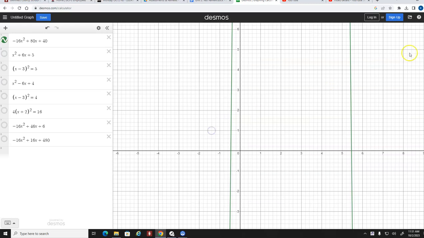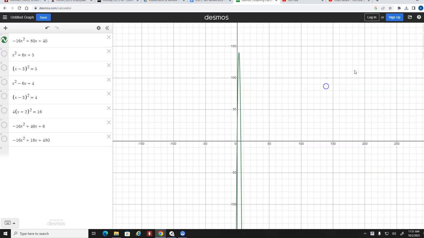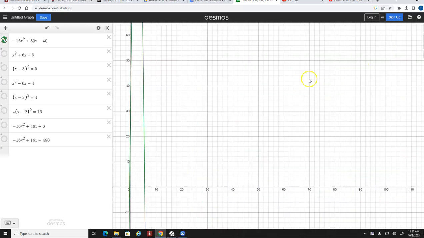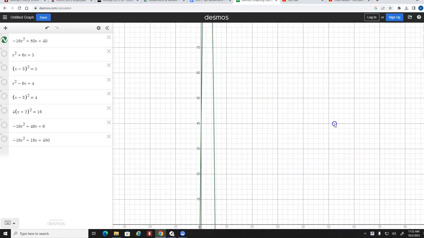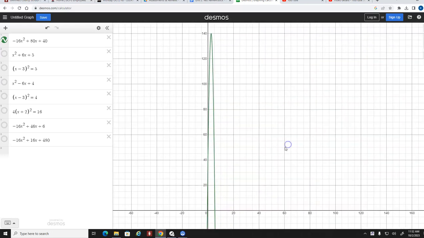-16 plus 80x plus 40. So I'm going to make it smaller so we can see it. Right, so something like that. So again, this is a live event. Remember, you do not have negative values, and you're not going to have anything below ground. This is represented as seconds, and this is represented as height in feet.